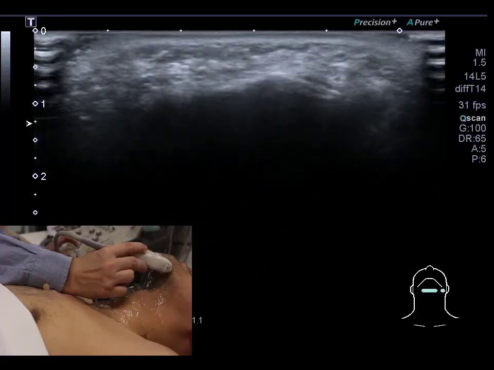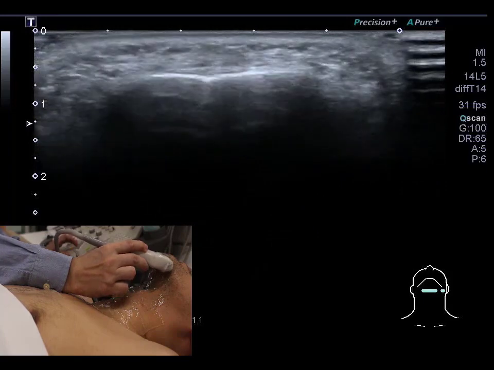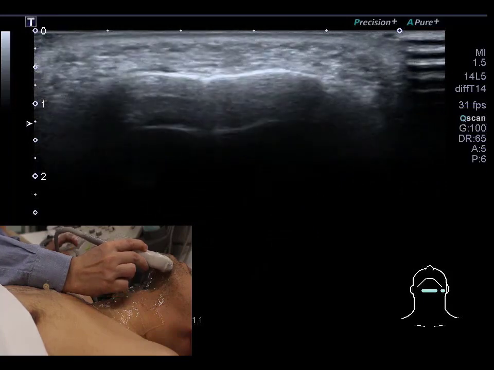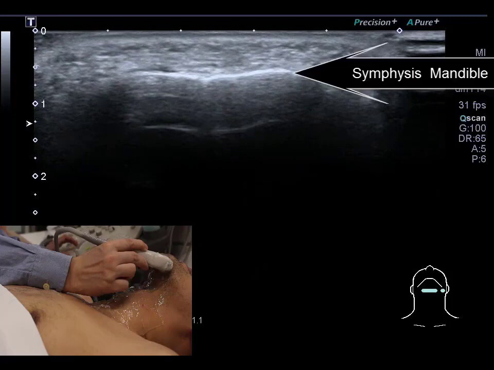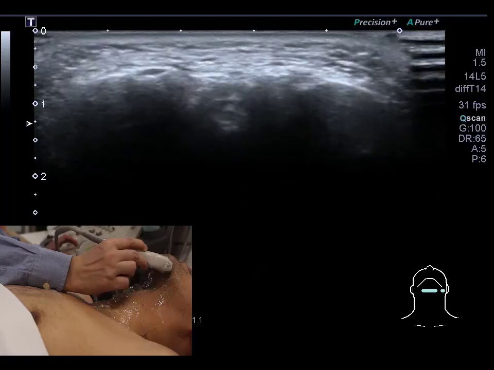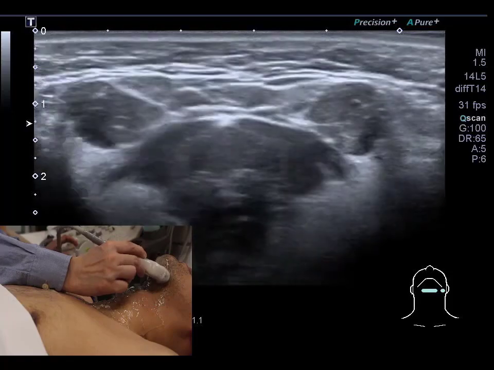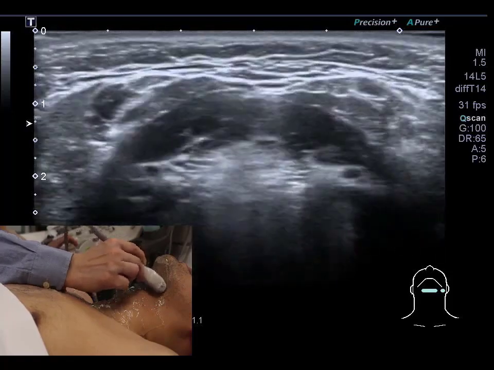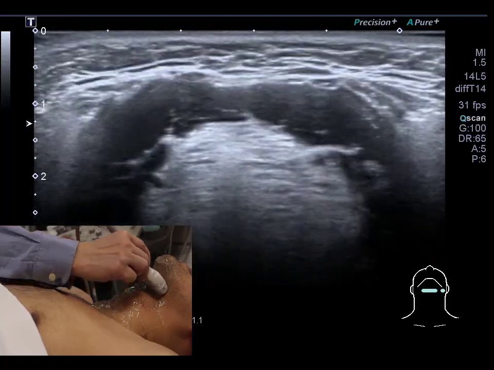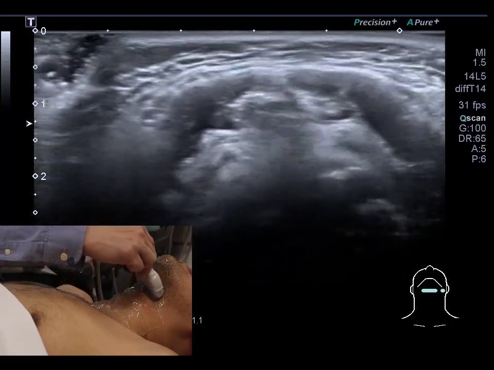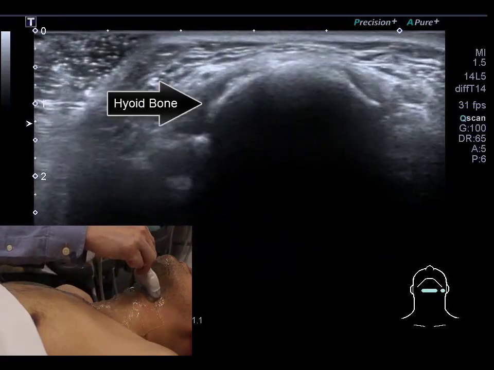So we start with the patient's hyperextended neck, and the first part we show you is the symphysis of the mandible. We put the probe beneath the chin at the tip. You can observe the symphysis of the mandible, and then scan down, and down. We can see the submental areas, and then go down further. And then the first bone that you see is the hyoid bone.